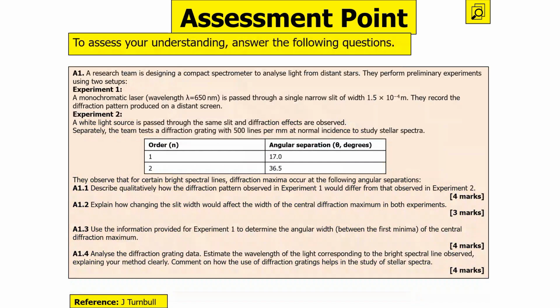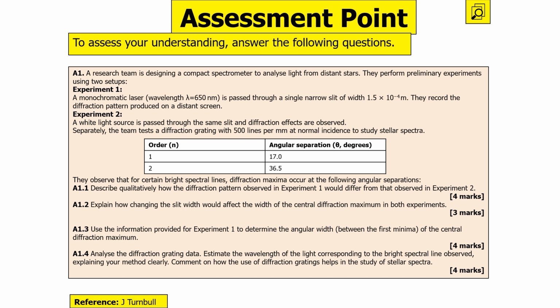A research team is designing a compact spectrometer to analyse light from distant stars. They perform preliminary experiments using two setups. Experiment 1: a monochromatic laser with a wavelength of 650 nanometers is passed through a single narrow slit of width 1.5 times 10 to the minus 4 meters. They record the diffraction pattern produced on a distant screen.